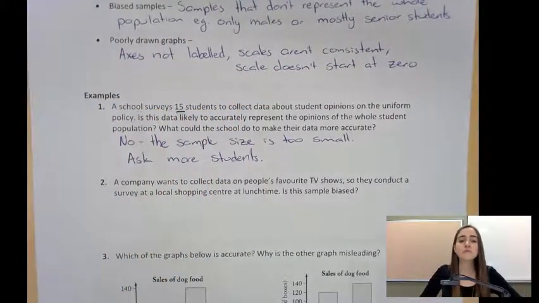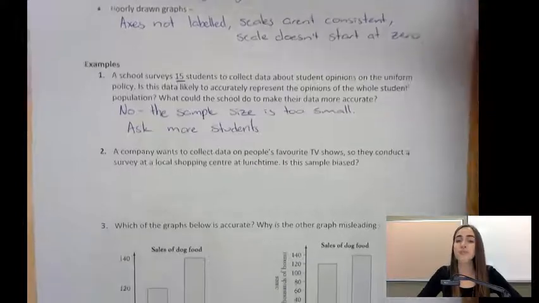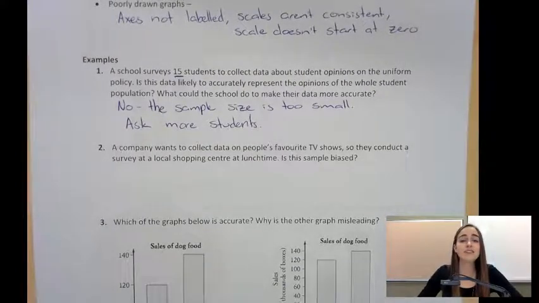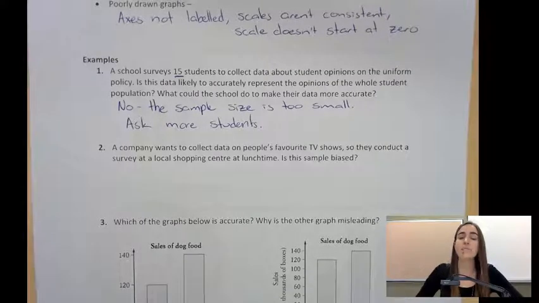Our second example says a company wants to collect data on people's favourite TV shows, so they conduct a survey at a local shopping centre during lunchtime. Is this sample biased? If you think about the sort of people they're going to be asking, they're asking at a local shopping centre at lunchtime.